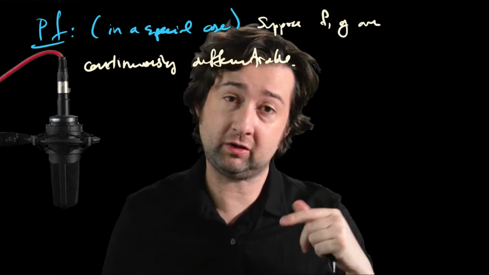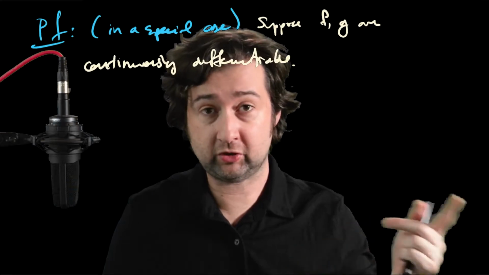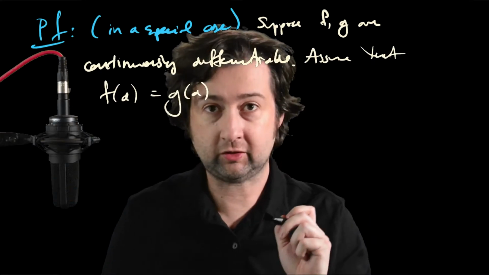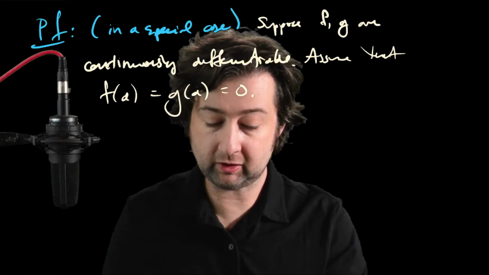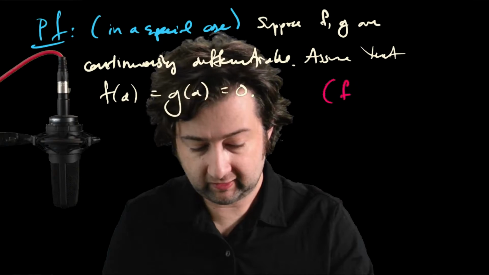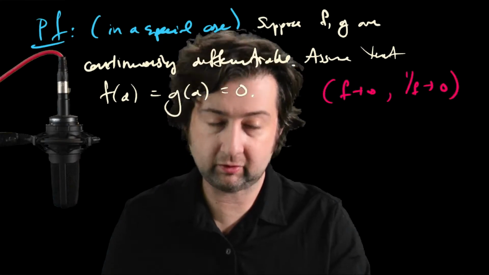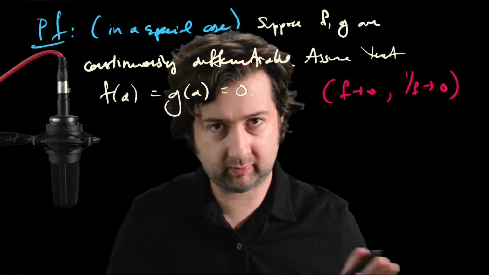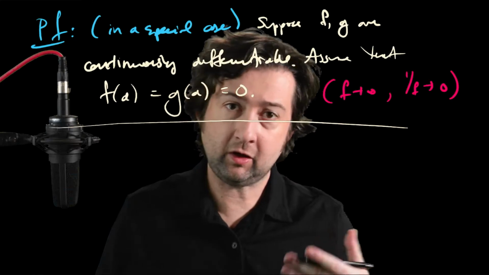So if I can show the argument holds for functions that tend to 0, I automatically am going to get an argument for functions that tend to infinity as well. Let's assume that f of a is equal to g of a and that both of those are equal to 0. Again, remember that if f goes to infinity, then 1 over f goes to 0, and so we're not really losing any generality by making that particular assumption.